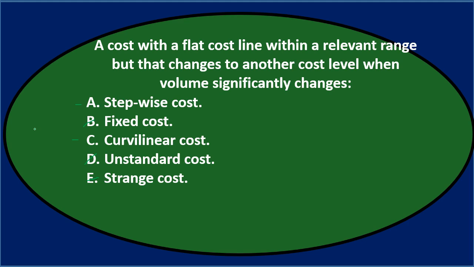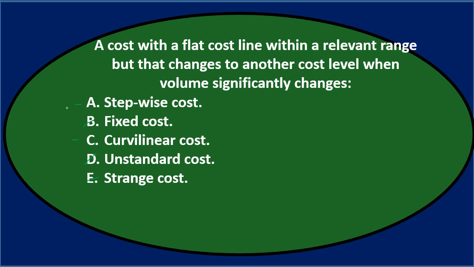Stepwise cost, curvilinear cost. Let's go through it again. A cost with a flat cost line within a relevant range, but that changes to another cost level when volume significantly changes. A, stepwise cost, or C, a curvilinear cost. So these are, again, some kind of mixed cost typically. And in this one, it sounds more like a stepwise pattern where it's going to be the same for a while, fixed for a while, in other words, and then change at some point where it's going to have a step pattern and go up.